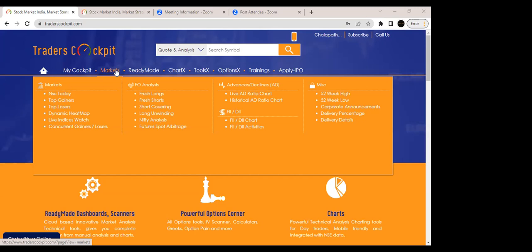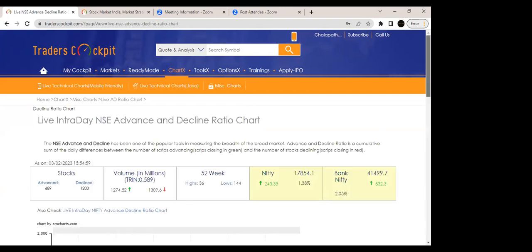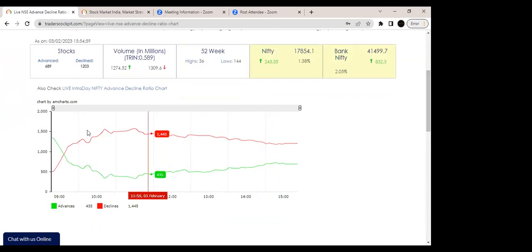So we should understand the market direction. If you go to the Market segment and click on the live AD ratio chart, this will tell you what exactly the market direction is. The red line tells you how many stocks are declining and the green line tells you how many stocks are advancing. Let's say, when the market opened at 9:15, and at 9:20, 9:25, 9:30, the green line is above the red line.